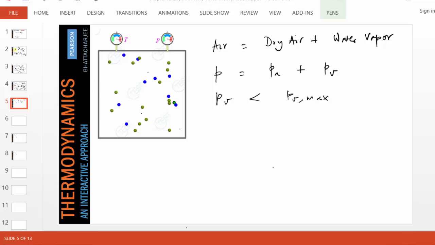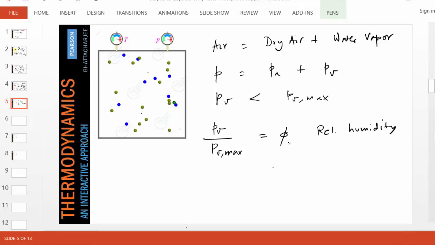But first, another definition. The ratio of PV to PV max plays a very important role to our comfort. We'll soon see why. And it is called phi, the relative humidity. You must have heard your weatherman talking about relative humidity all the time while talking about the condition of air.